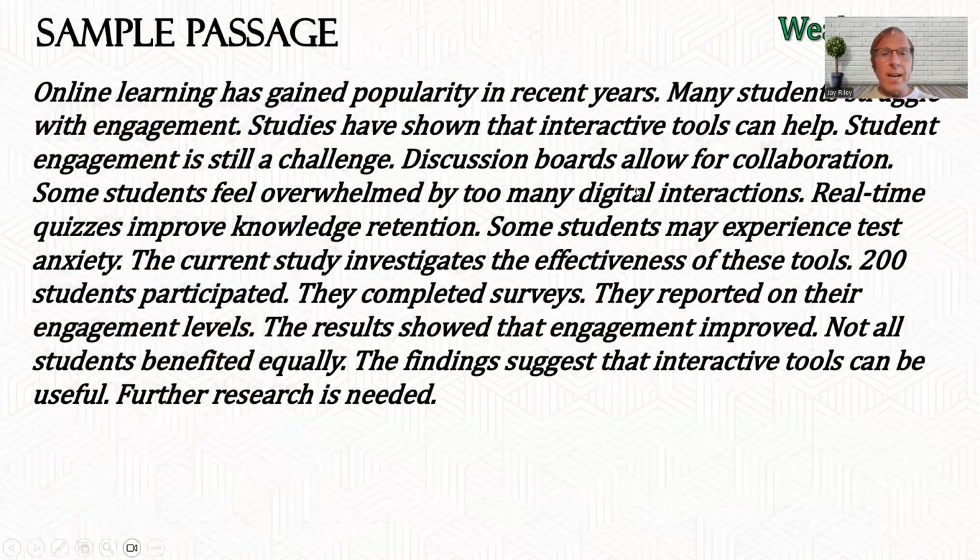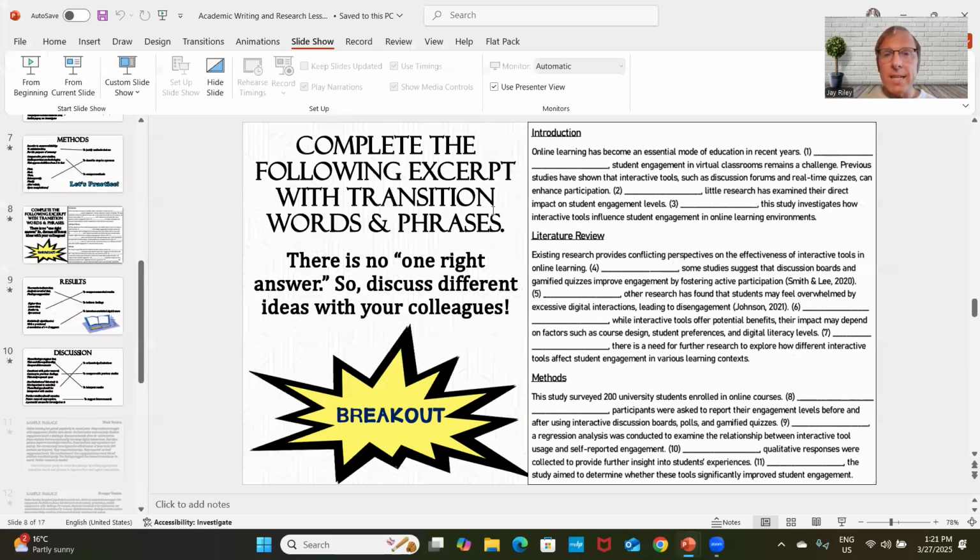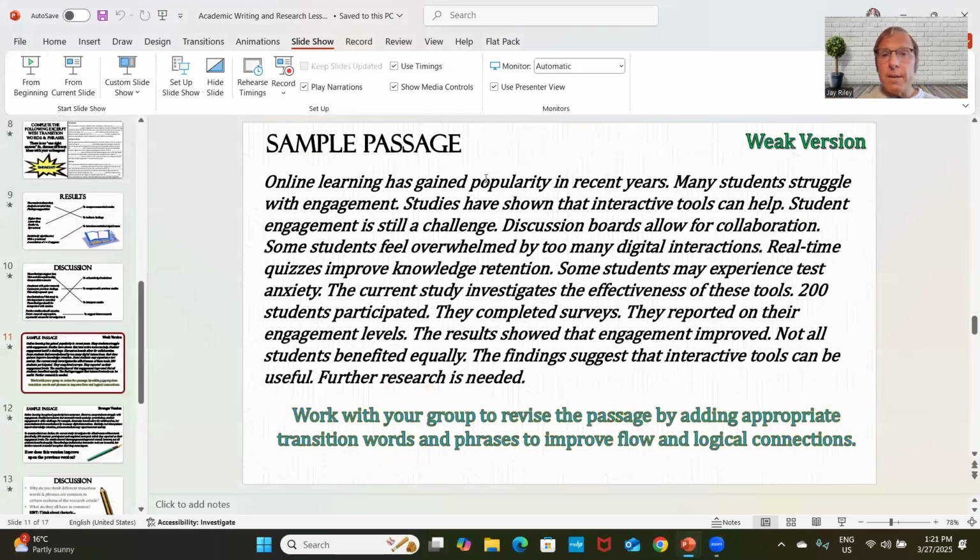So right here, we've got a sample passage. It says, online learning has gained popularity in recent years. Many students struggle with engagement. Studies have shown that interactive tools can help. Student engagement is still a challenge. Discussion boards allow for collaboration. Some students feel overwhelmed by too many digital interactions. Real-time quizzes improve student retention. Some students may experience test anxiety.